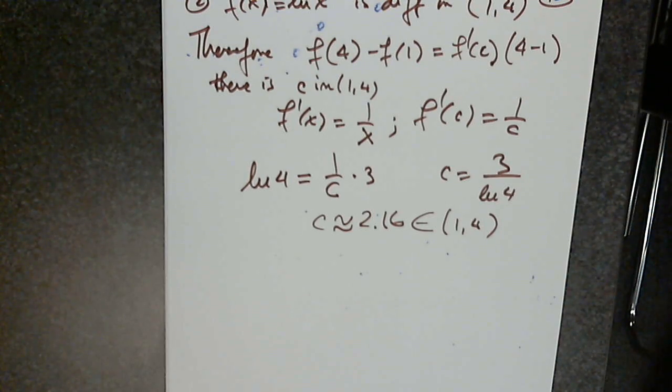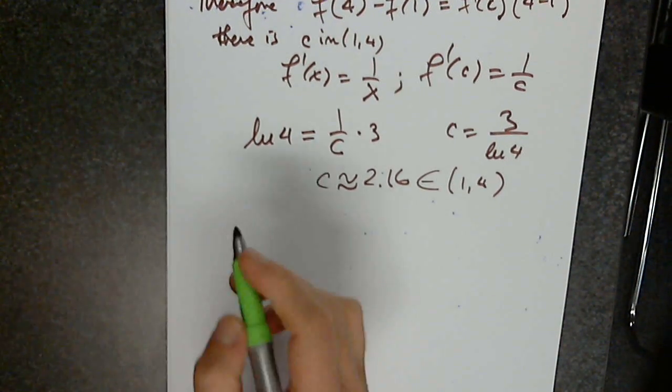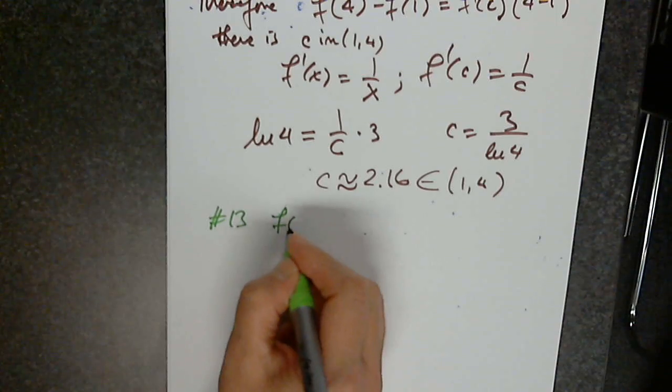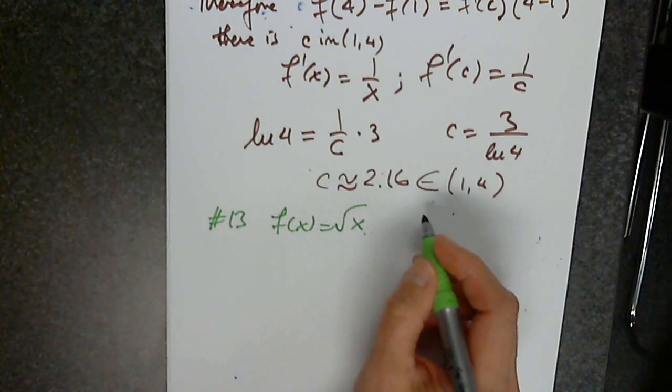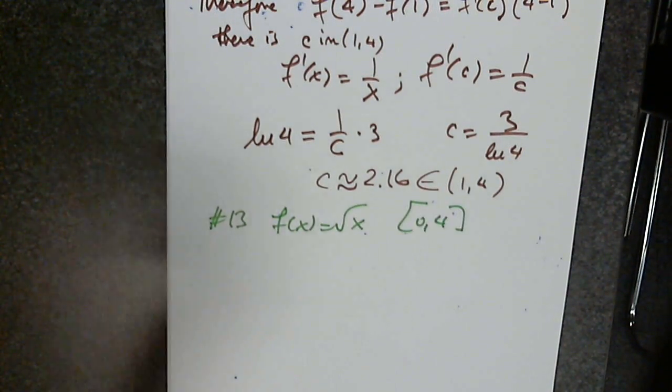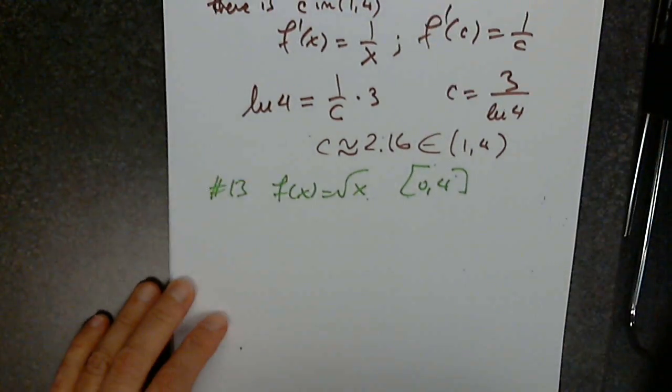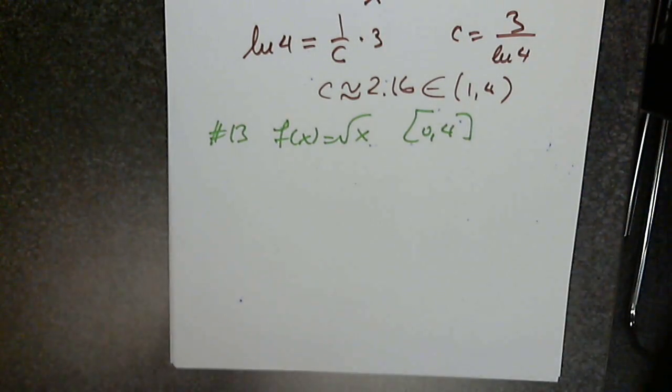Let's do 13. So we have f of x equals the square root of x, and the interval is 0 comma 4. So we have a function, and we want to determine c, because the function satisfies the mean value theorem hypothesis. So there are only two hypotheses here, and then we can go ahead and find c.